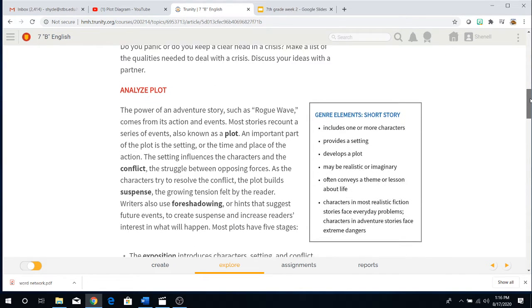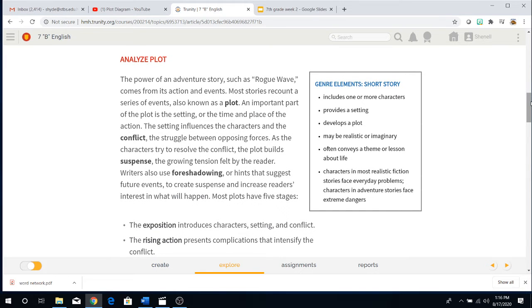Now, the next thing, as I said before in our objective, is plot. We're going to be analyzing plot in a story. The power of an adventure story such as Rogue Wave comes from its action and events. Most stories recount a series of events, also known as a plot. An important part of the plot is the setting or the time and place of the action. The setting influences the characters and the conflict, the struggle between opposing forces. And when we say opposing forces, we're talking about the character struggling either with someone or something. So they have to win the battle, basically.